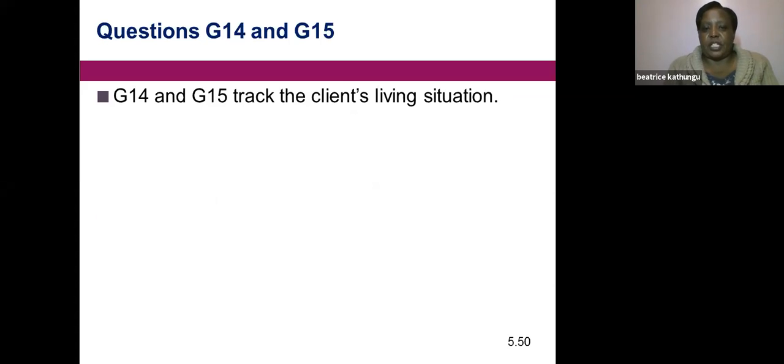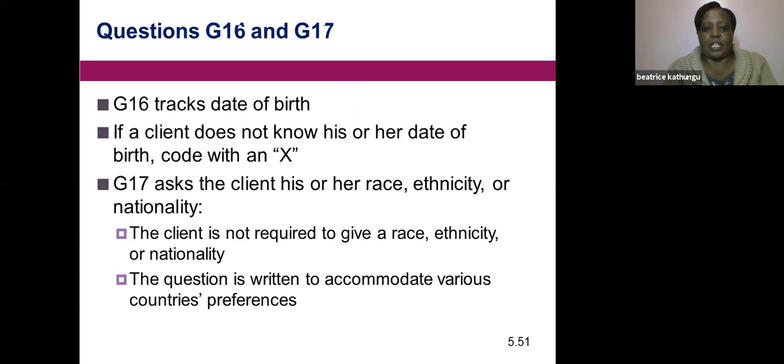And this is important information, like we are going to be seeing. G16 is talking about the date of birth. Now, if the client does not know the date of birth, and some clients may not, like if you get clients who have come from, live in street circumstances, they might not even have parents to tell them when they were born. They don't even have certification. So they may not know their date of birth. You code with an X as we have been advised.